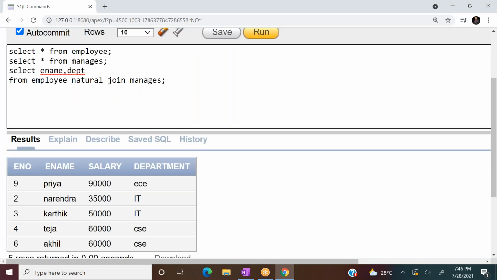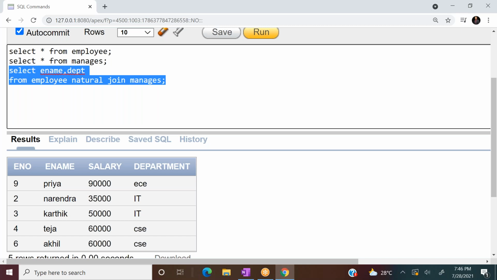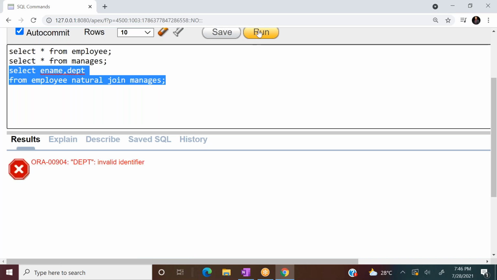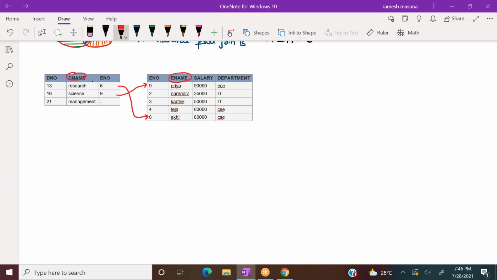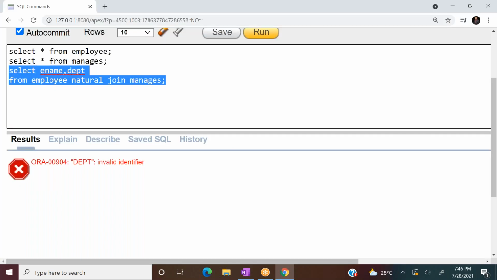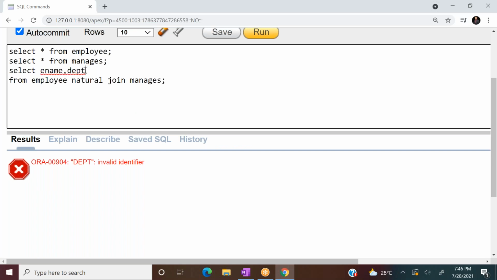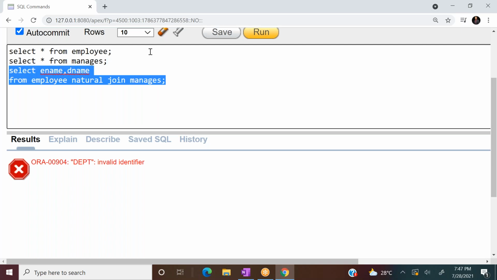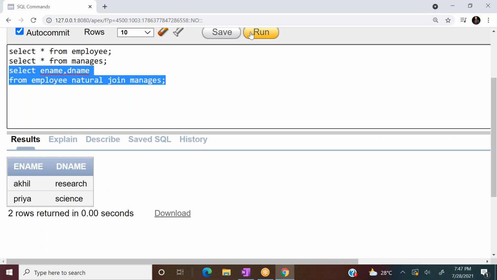Right, now look at this query after execution. What is the output it is giving? Okay, DEPT is invalid identifier. Department name is D name. Okay, here I'm changing the attribute to D name. Click on run. So how many records do I get? 2 records. Akhil managing research department, Priya managing science department.